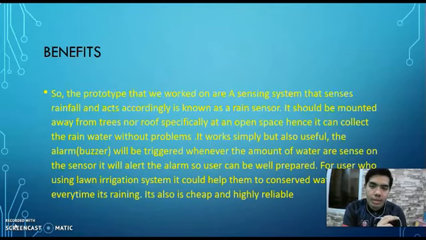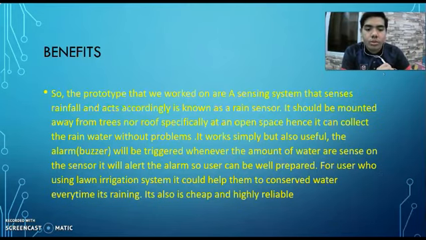The alarm or buzzer will be triggered whenever the amount of water is absent. The sensor will alert the user, so the user can be well prepared. For users who are using an irrigation system, it could be a useful help for them to conserve water whenever needed. This is also very cheap and highly reliable.